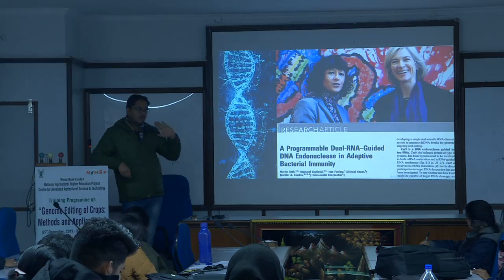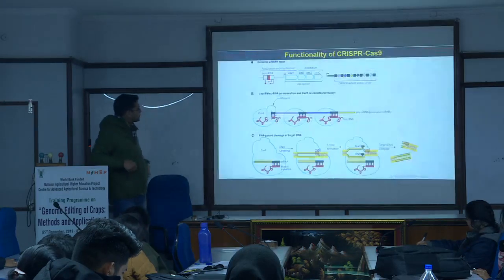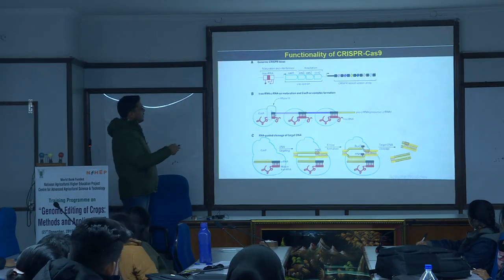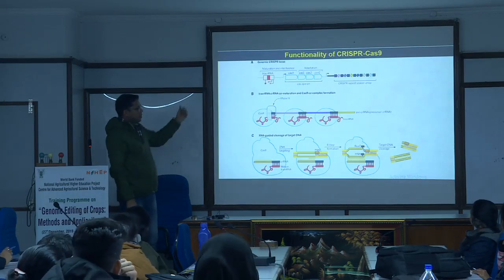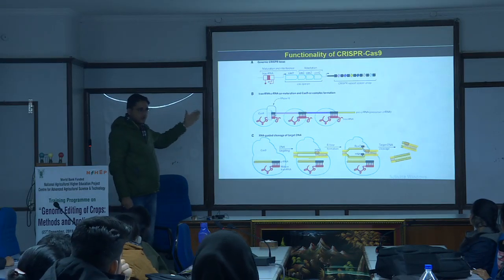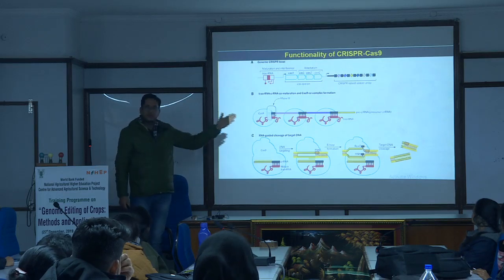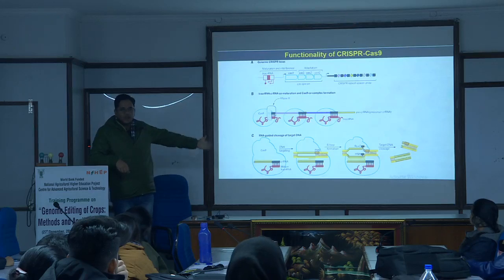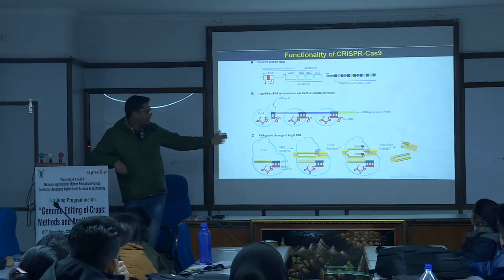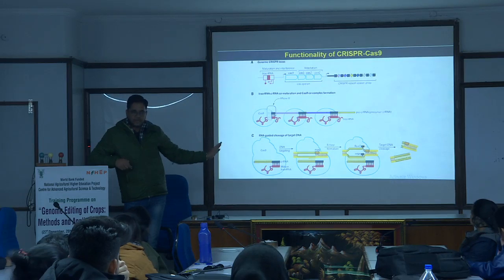Since then, this has totally revolutionized the field of plant sciences. This is how it looks: you have the Cas9 nuclease, you have the CRISPR locus, and you require a trans-acting CRISPR RNA that will help in processing your pre-CRISPR RNA into CRISPR RNA. Finally, that CRISPR RNA will guide your Cas9 protein to your target sequence, and that leads to the introduction of double-stranded breaks into your DNA.